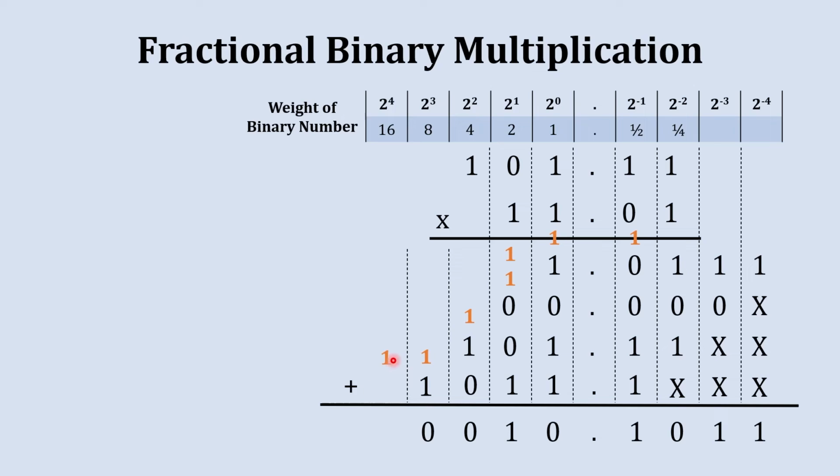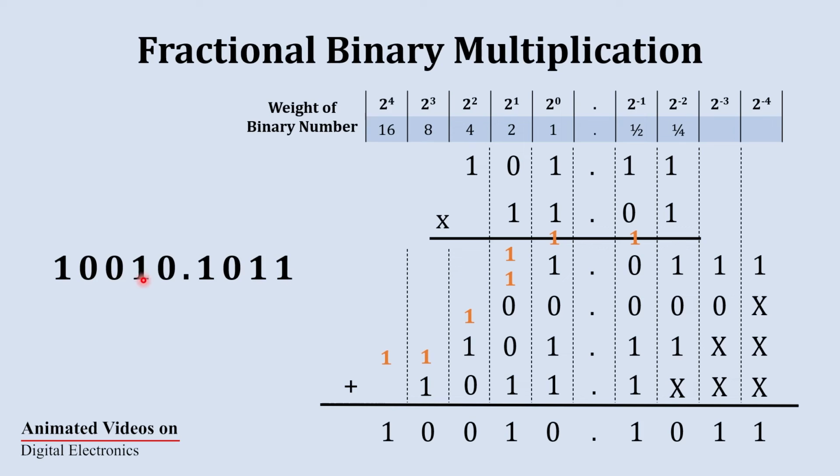And when there is nothing over here, we'll bring this one down as it is. So 10010.1011 is the final answer of multiplication of these two terms.